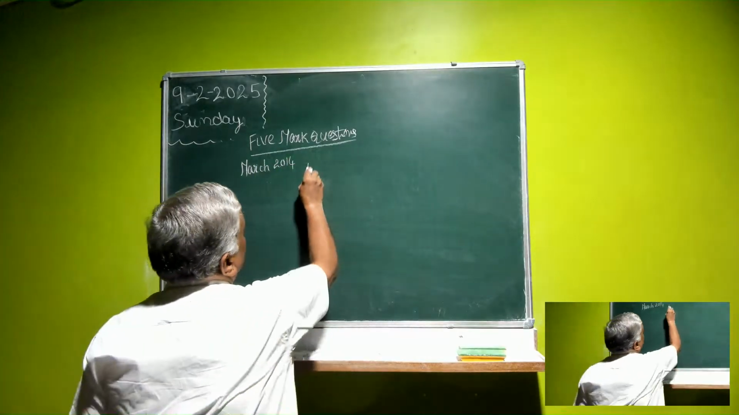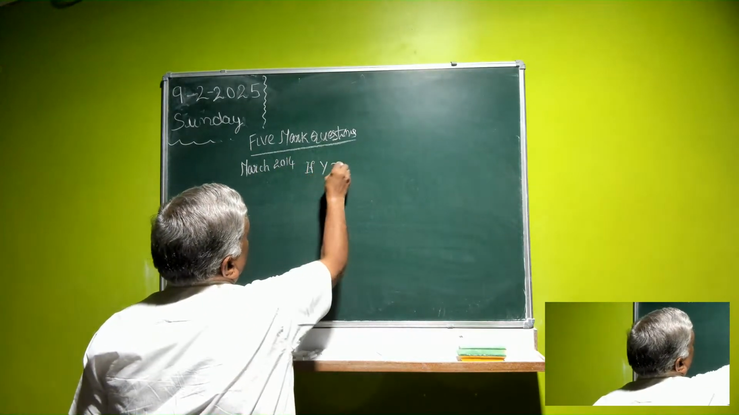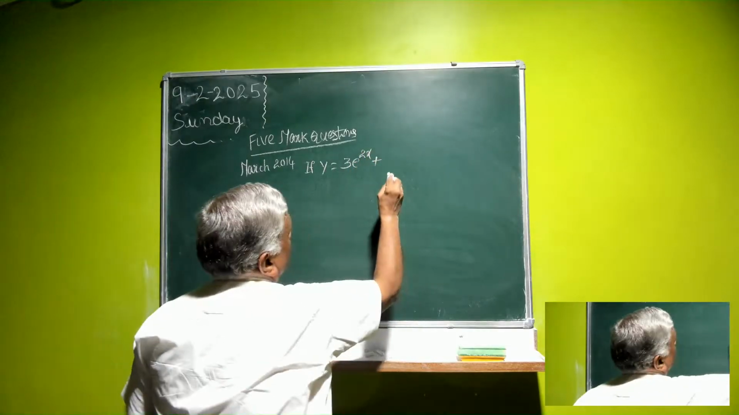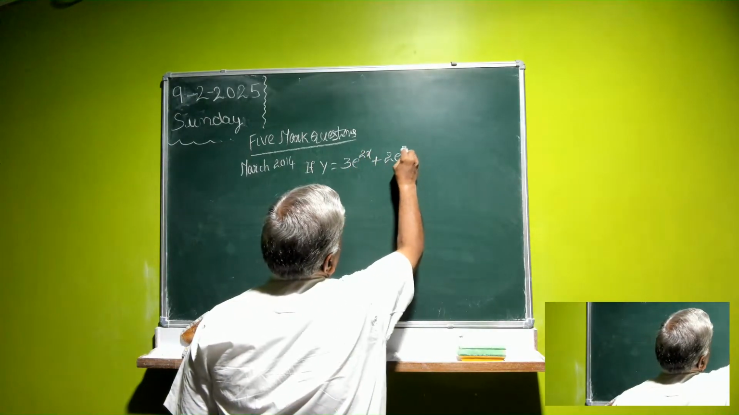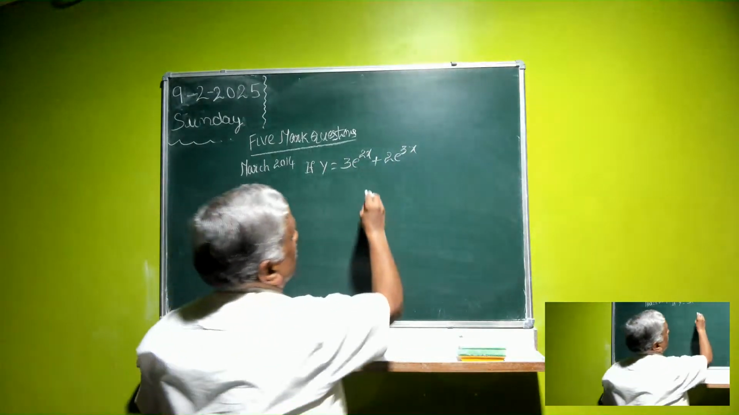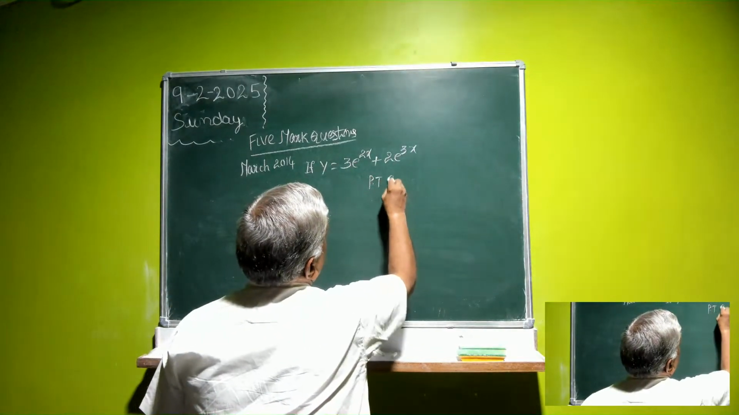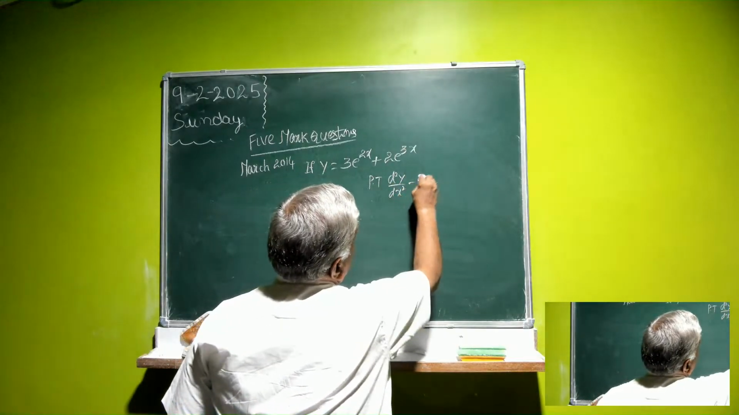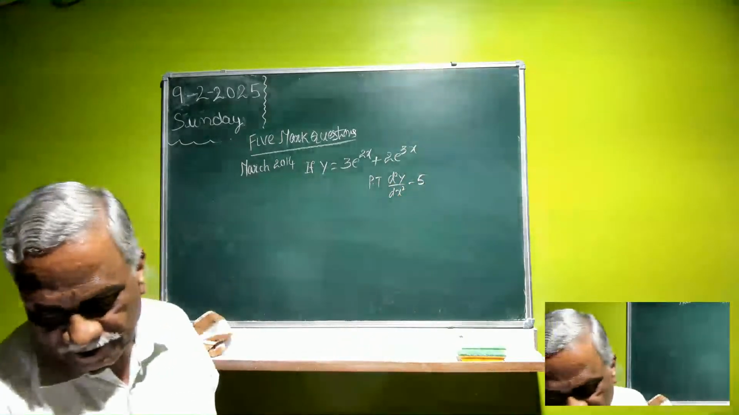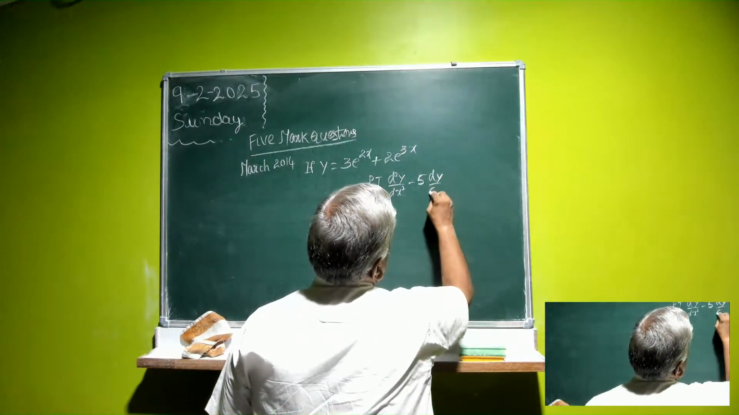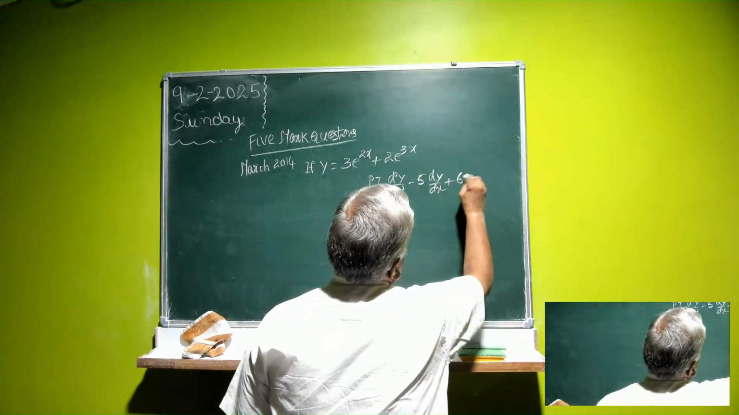If y is equal to 3e to the power of 2x plus 2e to the power of 3x, prove that d square y by dx square minus 5 dy by dx plus 6y equal to 0.